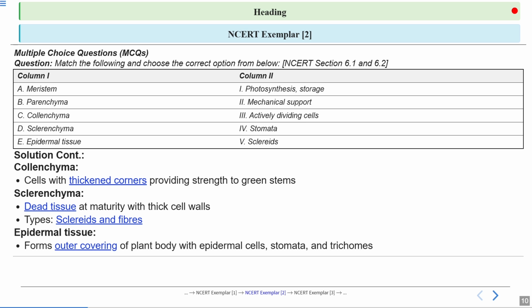Epidermal tissue forms the outer covering of the plant body. Stomata and trichomes are modifications of the epidermal cell. So this epidermal tissue gets matched with the stomata, right?